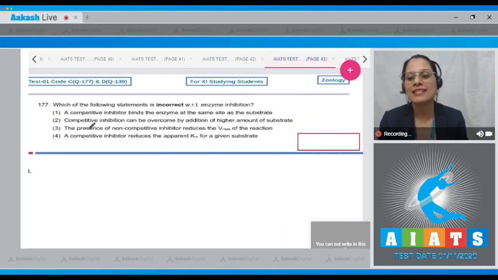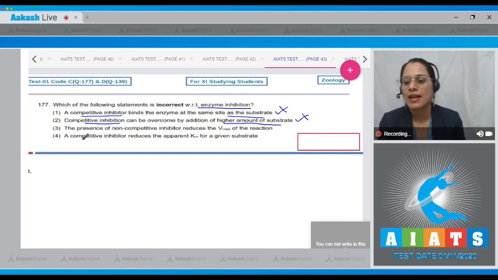Question number 177. Which of the following statements is incorrect with respect to enzyme inhibition? The very first statement says, a competitive inhibitor binds the enzyme at the same site as the substrate. As it is a correct statement, this cannot be a correct answer to our question. The next statement says, competitive inhibition can be overcome by addition of higher amounts of substrate. This is also a correct statement, so it cannot be a correct answer to our question.